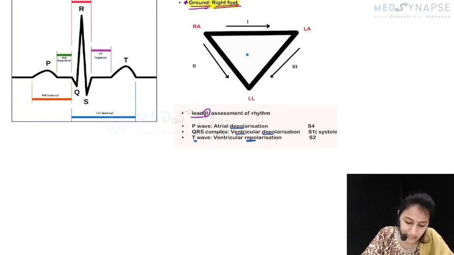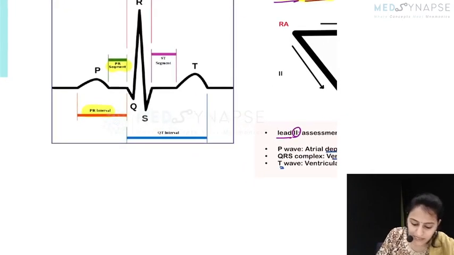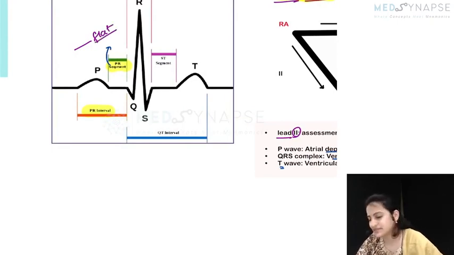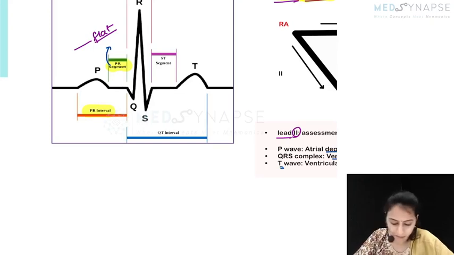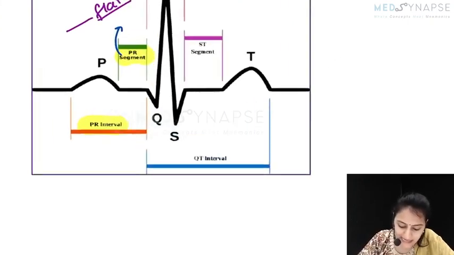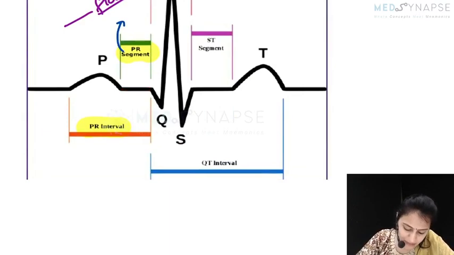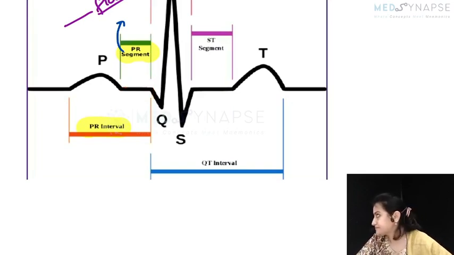What is the difference between the PR interval and the PR segment? PR segment, anywhere in ECG, segment basically means a flat line. It's an isoelectric line. It's a flat line. Interval means it contains at least one wave. So remember that PR segment is a flat line between where the P ends and where the QRS begins. It's a flat line. It has no wave.